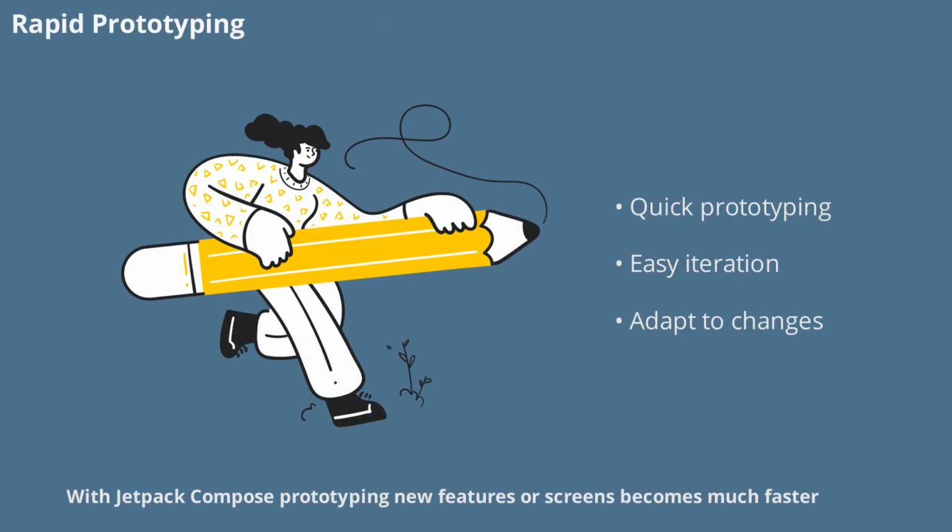With Jetpack Compose, prototyping new features or screens becomes much faster. You can quickly build and test UI ideas, making it easier to iterate and refine your app's design. This agility is especially valuable in fast-paced development environments where requirements can change rapidly.